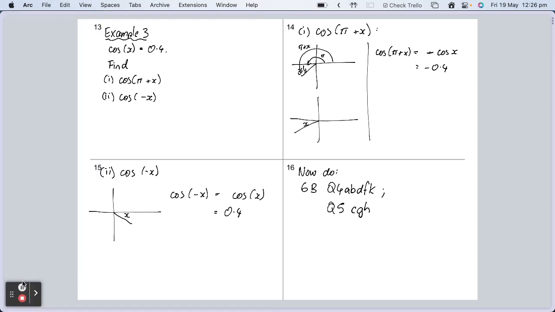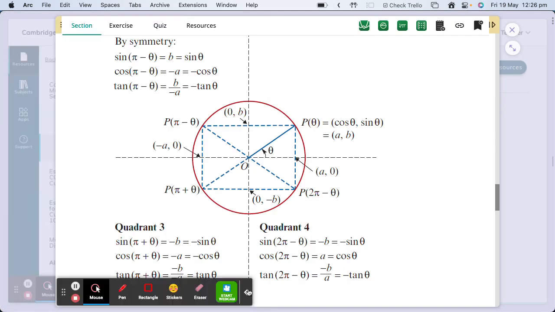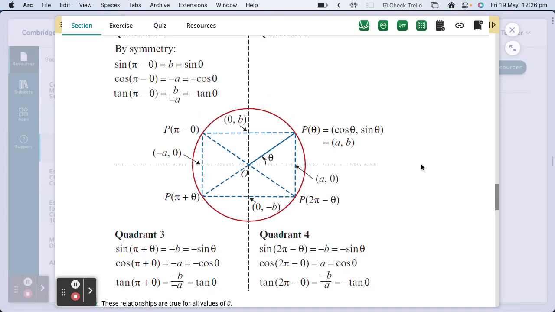Two quick things to say. Then I'm sorry, I'm keeping you up. There's these things called symmetry properties. There they are. Sine pi minus theta equals sine theta. Cos pi minus theta equals negative cos theta. Tan pi minus theta equals negative tan theta, etc. That's quadrant 2. Then there's similar ones for 3 and 4.